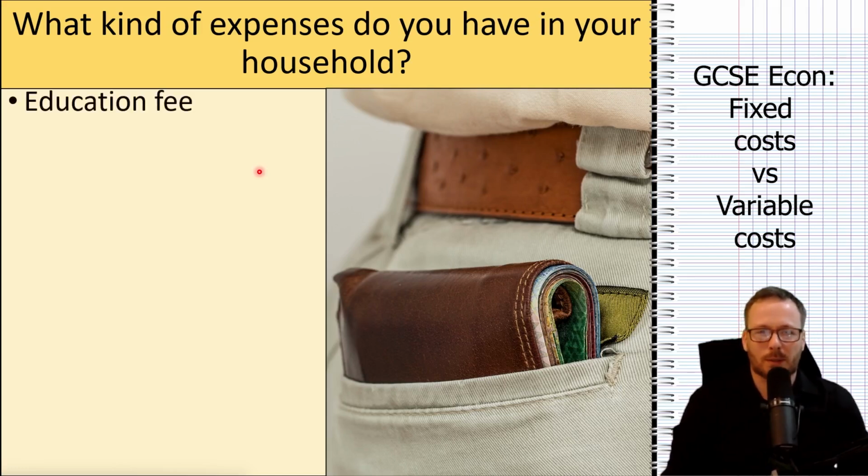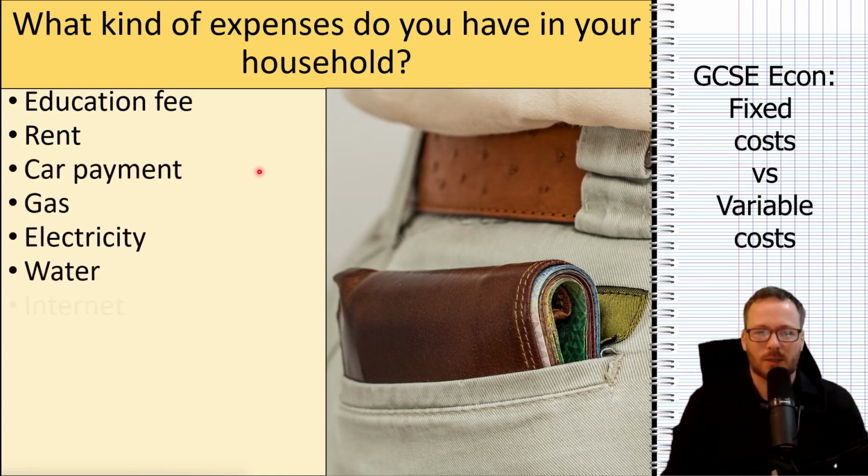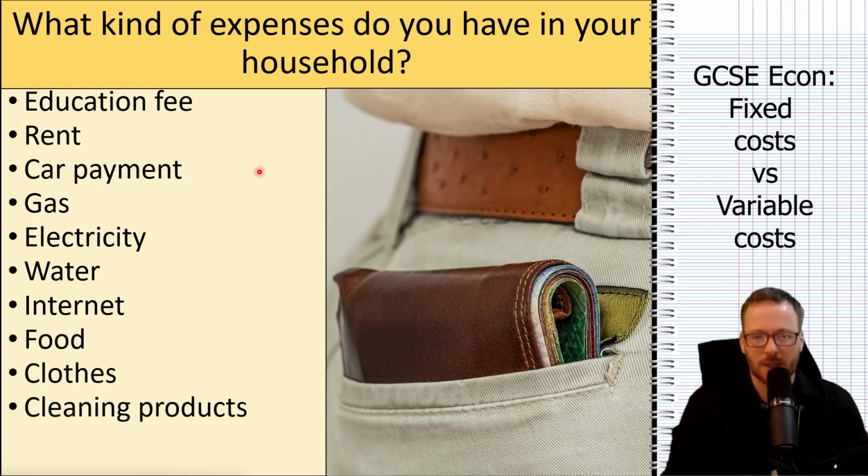What if you go to a private school? You've got your education fee. There's rent, car payments, gas, electricity, water, internet, food, clothes, cleaning products, electronics. It doesn't stop. So there's lots of costs in your household, and we need to know how to divide them into fixed costs and variable costs.